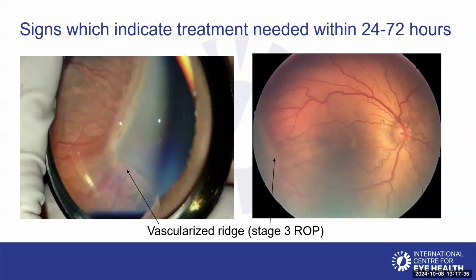There's a mixture of clinical signs which indicate that treatment is needed. And the key ones are when you have this raised ridge of tissue which has got blood vessels growing within it. That's called a vascularized ridge, and it's stage 3 ROP. On the right, you can also see that the retinal blood vessels are a bit more squiggly and more dilated than they are normally. And that's another important sign indicating that progression to retinal detachment is likely.